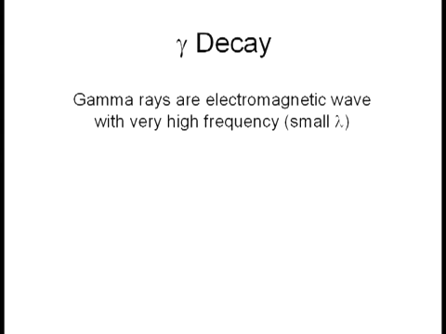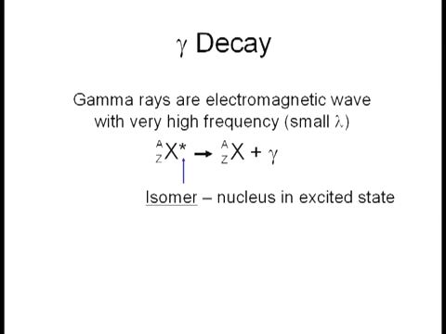Gamma decay gives off gamma radiation, which is electromagnetic waves with a very high frequency. This is our general equation for that, and notice that the A and the Z stay the same. What we're changing is from an excited state into a normal state. The excited state is called an isomer.